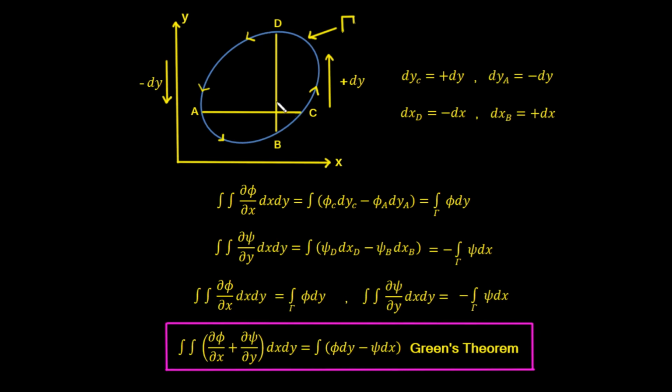And we could also look at the point B here, and again, as we moved around the loop here, the point B here would be travelling in the positive dx. So dx of B would equal positive dx. So that's just a simple bit of geometry.